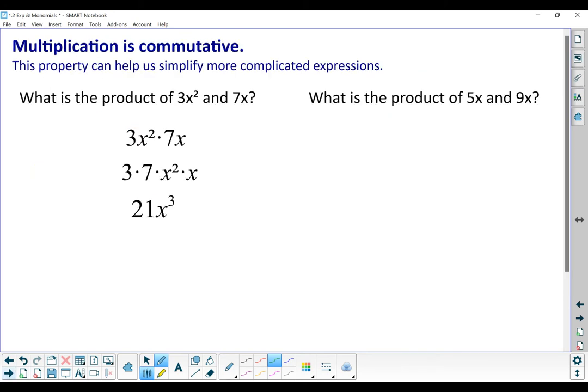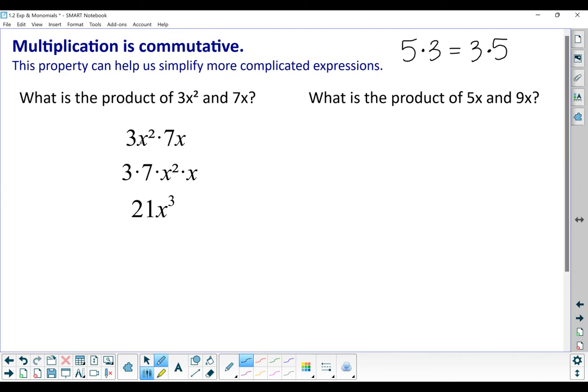Multiplication is commutative. I talked about this a second ago, and this property can help us simplify more complicated expressions. Like if we were asked for the product of 3x squared and 7x, the fact that multiplication is commutative lets us rearrange that to get a simplified answer. When we say multiplication is commutative, it means that the order in which any two things get multiplied is unimportant. 5 times 3 is the same as 3 times 5.